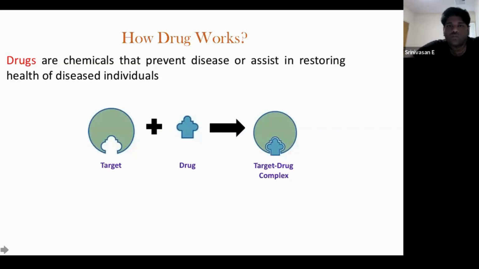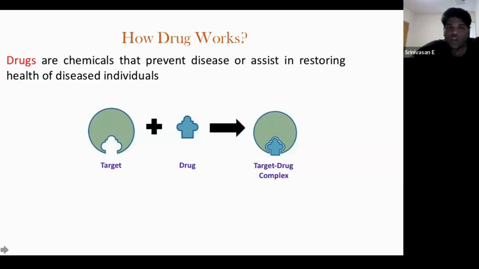There are also different platforms for how a drug works. There are different mechanisms. It's not only the drug and the target forming a lock and key model. There is also a different mechanism called the allosteric mechanism, where the drug can bind to a different position and induce changes in the target. This kind of mechanism is the allosteric mechanism.